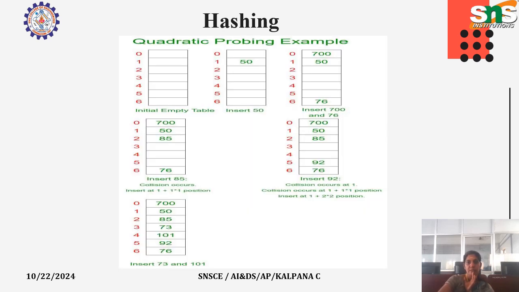These are the elements we are going to insert. The first elements are 50 and 700, the same as in the previous example. Initially our table is empty. Now I insert 50. Here a collision will not happen because this is the first element. I insert it at location 1 because 50 modulo 7 gives 1. Next, 700 is also inserted nicely.